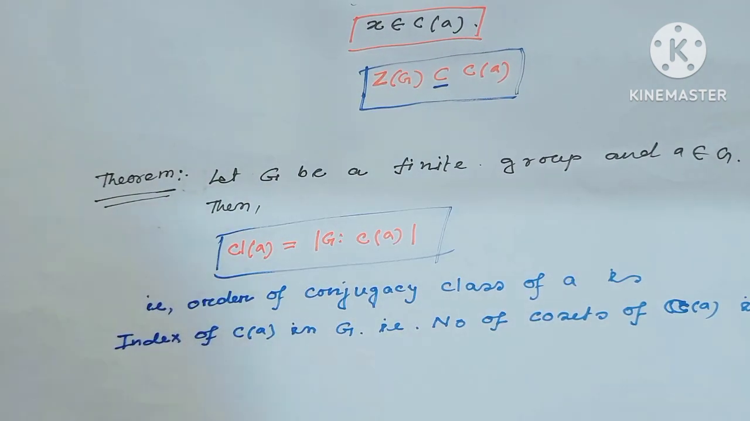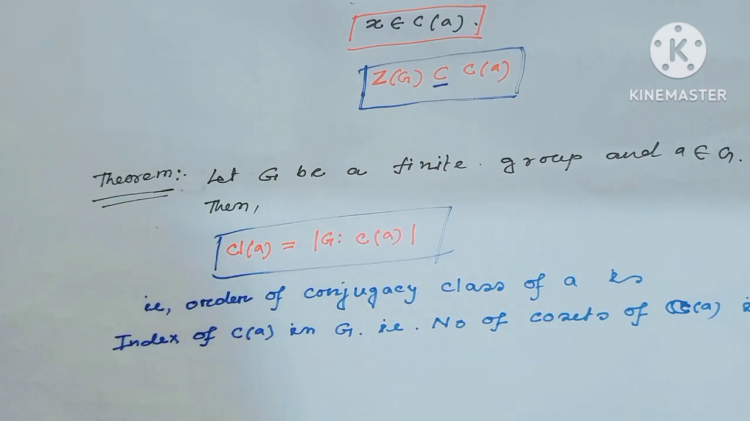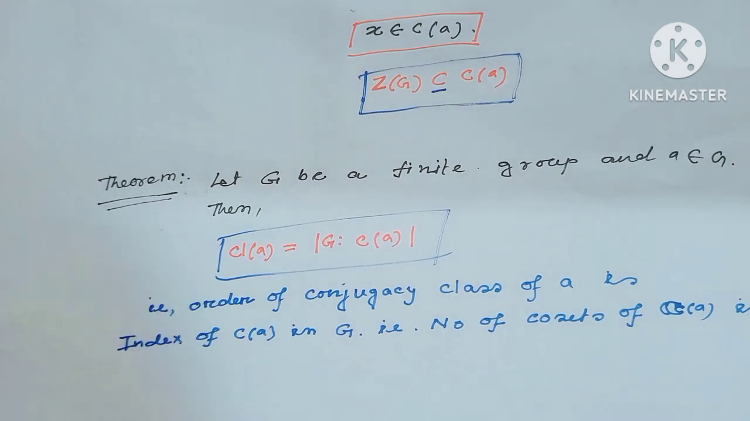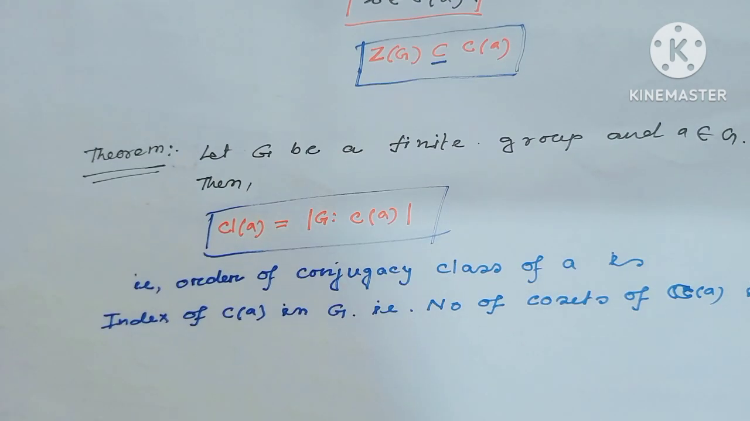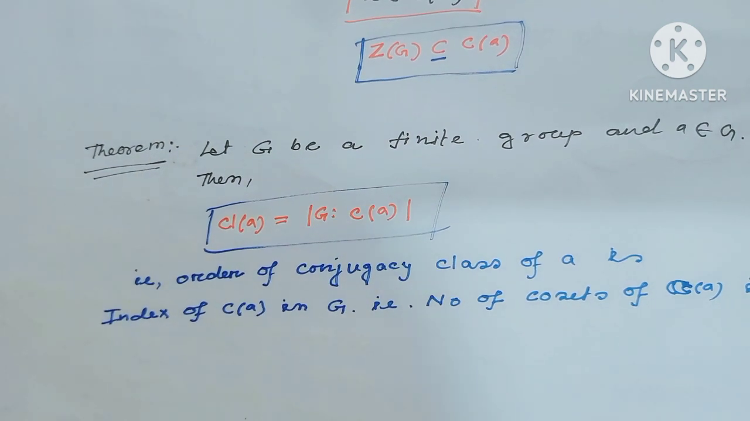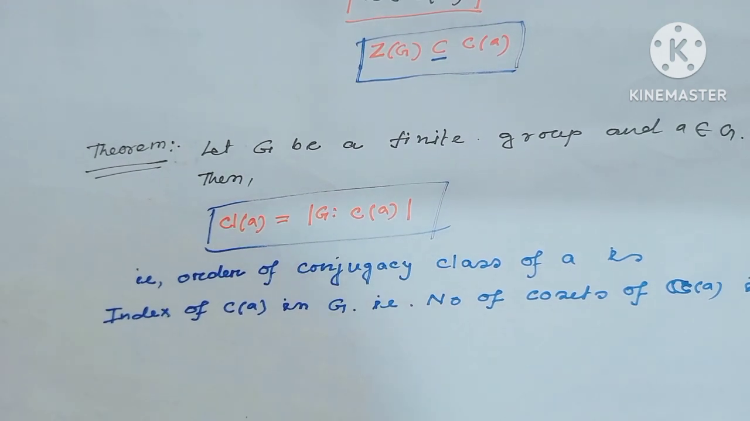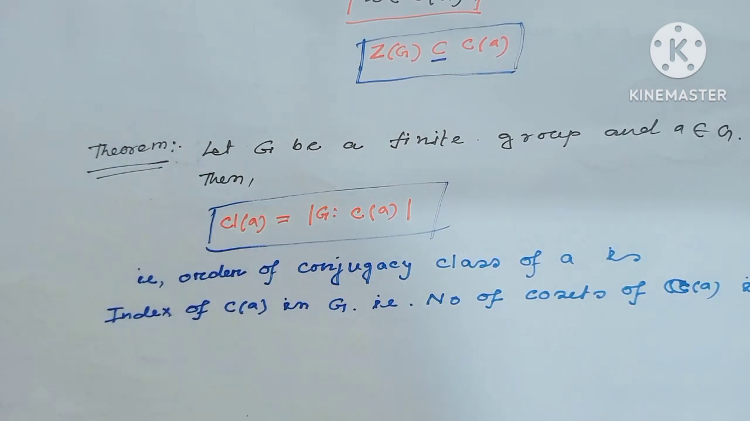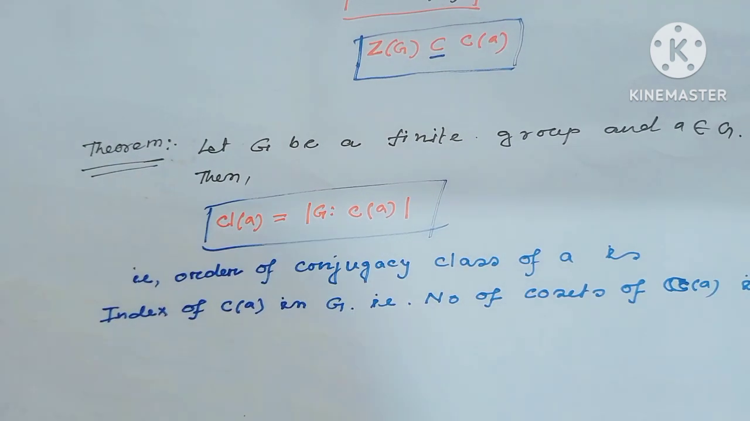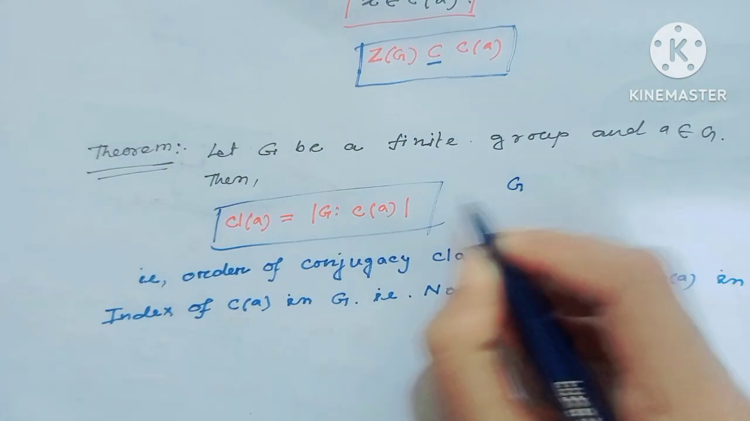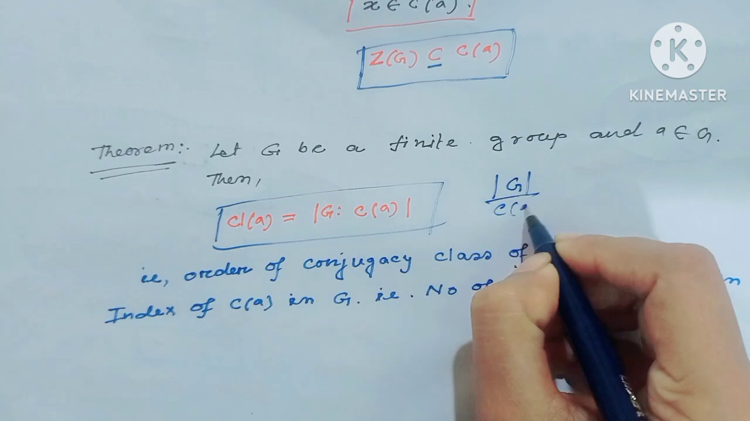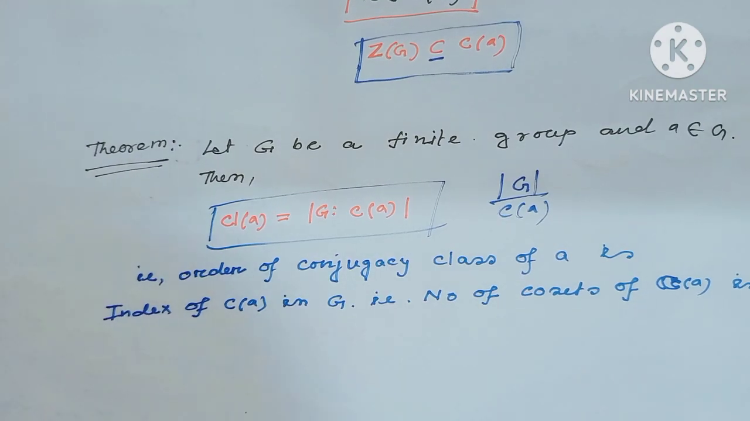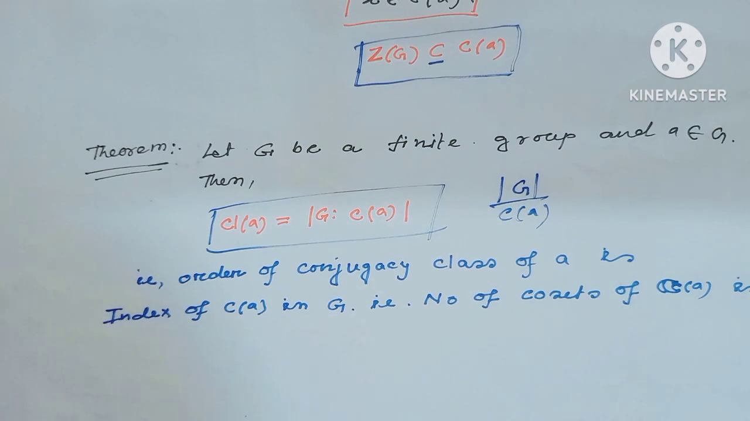The theorem is how we will find the class equation of a group. Let G be a finite group and a be a member of G. The order of the conjugacy class of a equals the order of G over the order of C(a), that is, the index of C(a) in the group G. That means the number of cosets of C(a) in G is actually the size of the class of a, because this means |G| over |C(a)|, where C(a) is the centralizer of the element a.